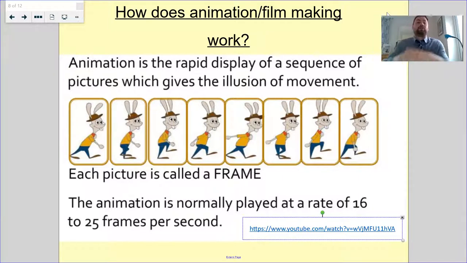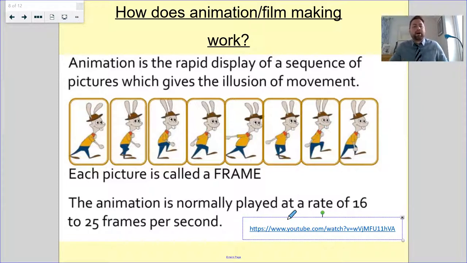So animation film is rapid display of a sequence of pictures which give the illusion that it is moving. So it's not actually moving, but it gives that impression that it's moving, and it tricks the eye. And there is a video down here. Of course, I can't play it because of copyright issues, but you can click on the link in the description below and you can watch this video.